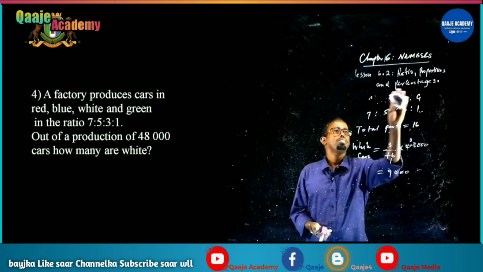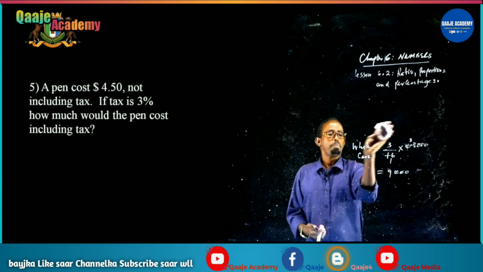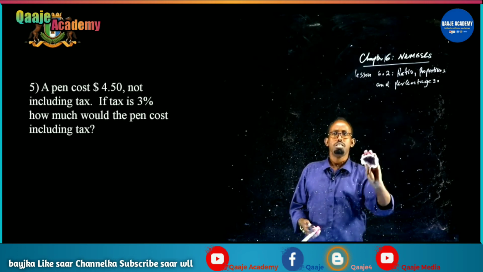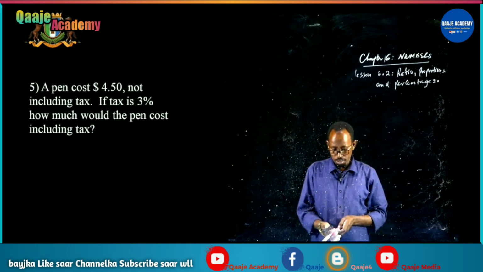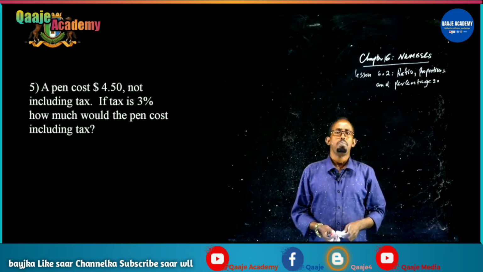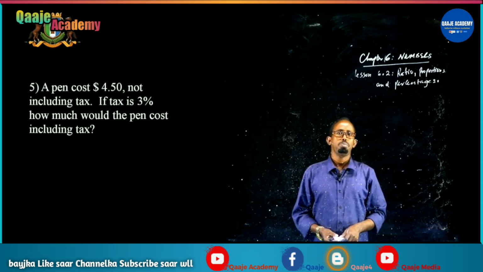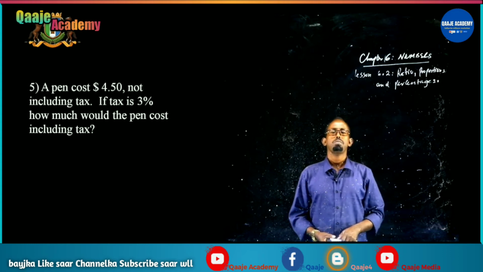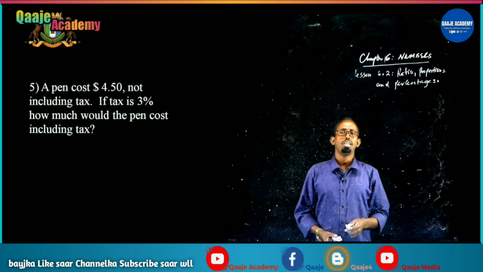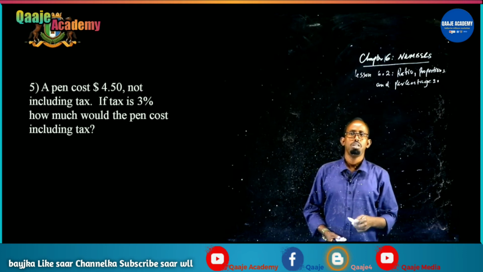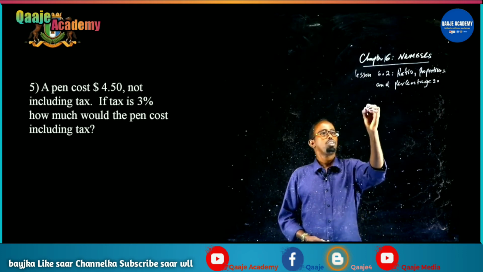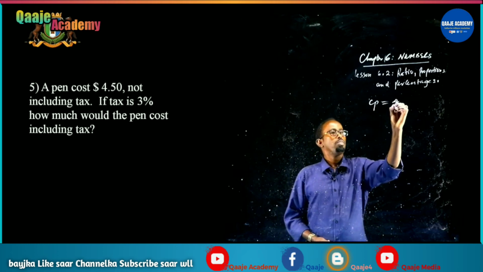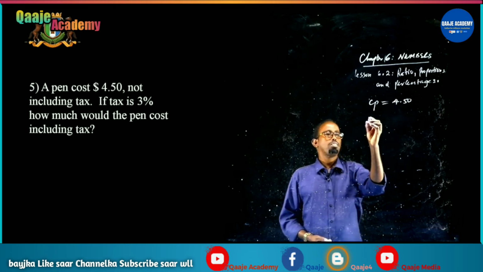Question number 5. This is the percentage part, the last part that is. A pen's cost price is $4.50, excluding tax. If the tax is 3%, how much will the pen cost, including the tax? So the cost price, we have 4.5, then tax is 3%.